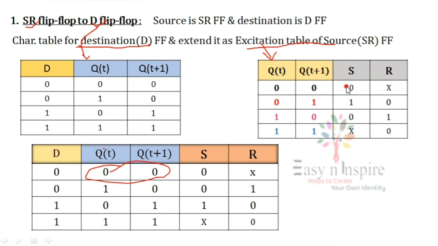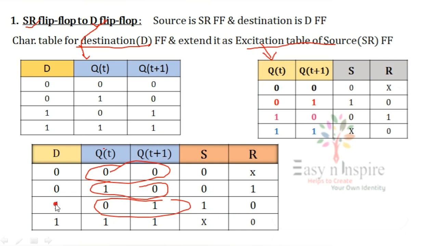So for 0, 0, S is 0, R is X. Next, 1, 0, not 0, 1. For 1, 0, it is 0, 1. See, 0, 1 I have placed here. So draw this one as it is and extend this to S and R. For 0, 0, S is 0, R is X. For 1, 0, S is 0, R is 1. For 0, 1, S is 1, R is 0. For 1, 1, X and 0.